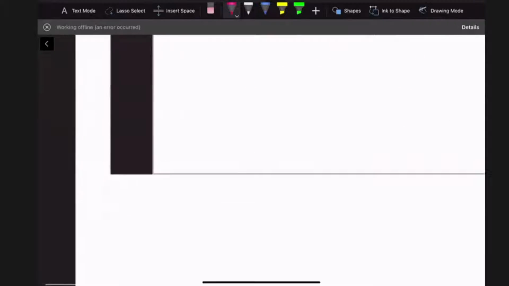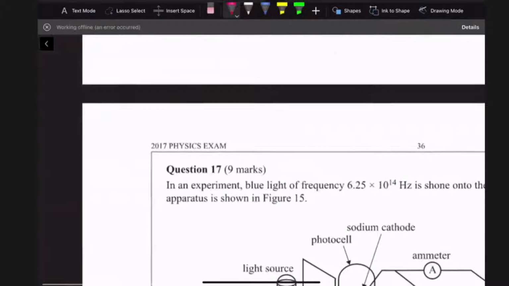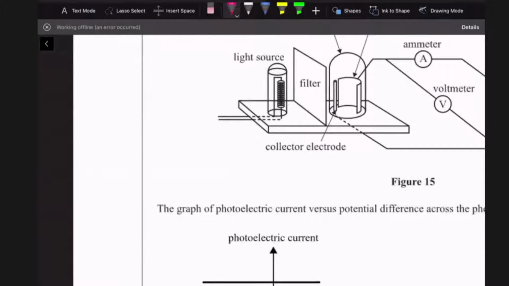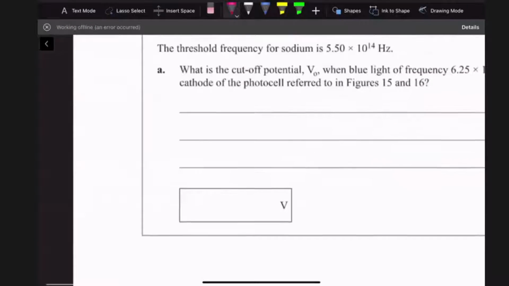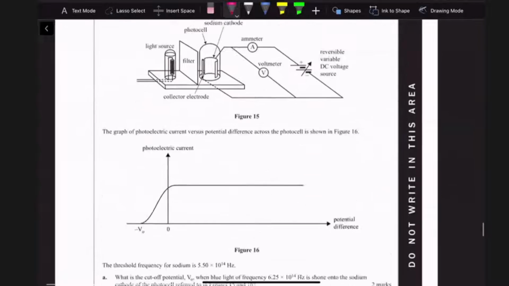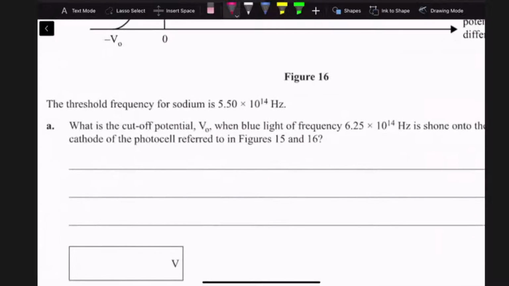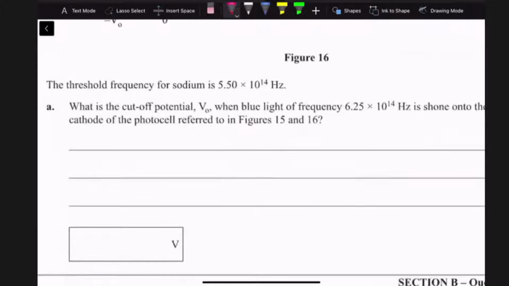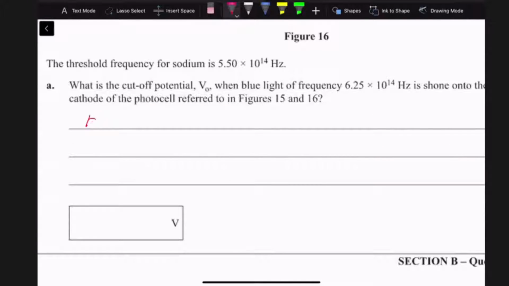And yeah, so question 17, now we're doing the photoelectric effect. So what is the cutoff potential of a light at 6.25 hertz? So EK max is equal to eV0, which is equal to h times delta f. So V0 is just h times delta f.